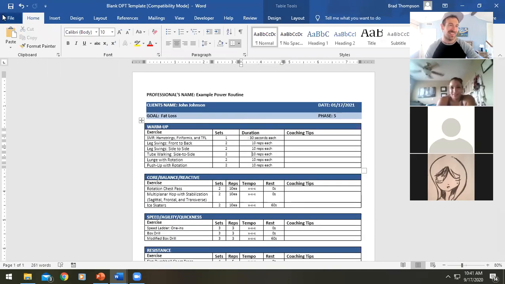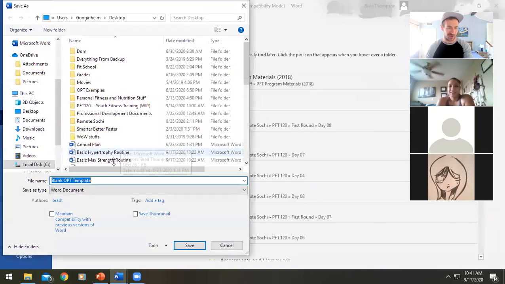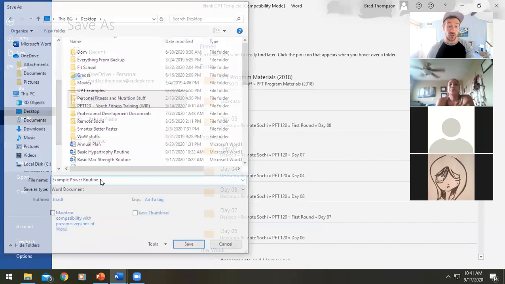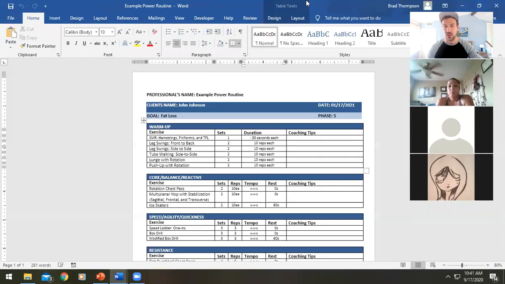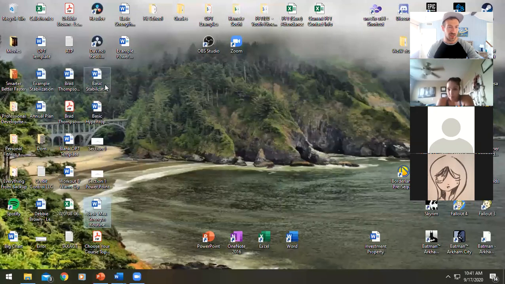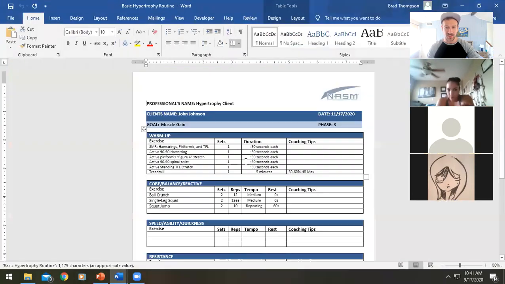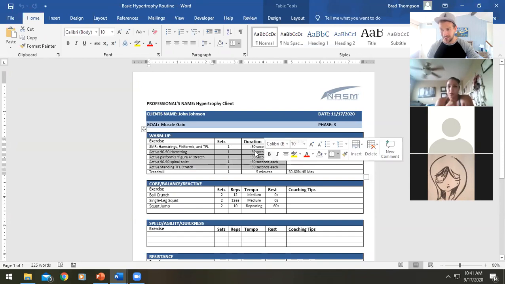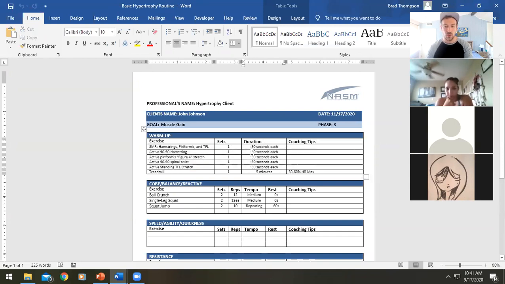Don't tell them. And we'll save that as our example power routine. I'm sending these out to you guys today, so I want to have them. I made one mistake earlier. When I was trying to show you the similarities between the strength and the stabilization stuff, I forgot to change something. You can't do active stretches for 30 seconds. You need to hold them for 1 to 2 seconds.